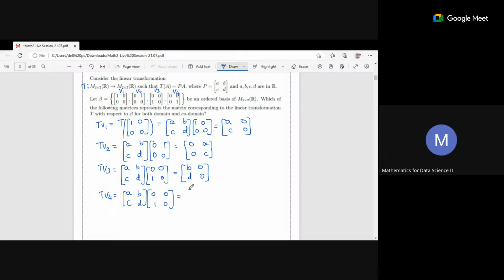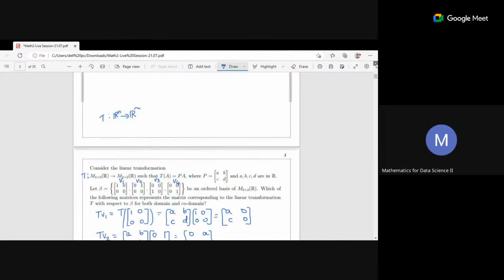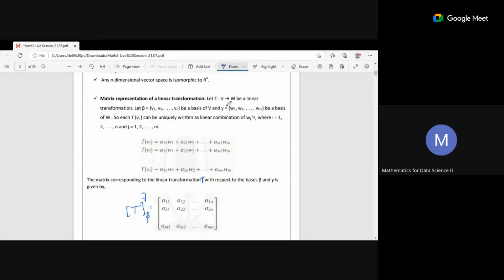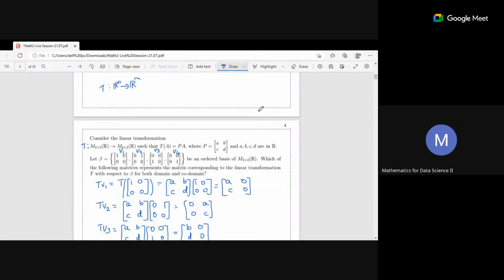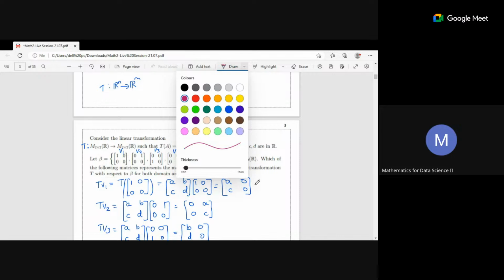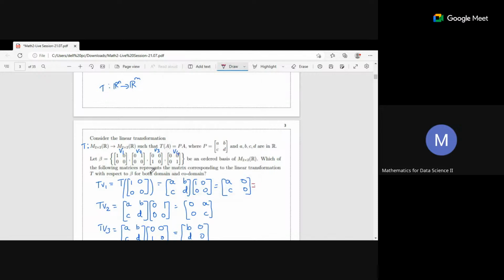So here you see, this is 0, B, 0, D. All right. So now what is the next step? The next step is that we have to write these as a linear combination of the basis of the codomain. Here the codomain also has the same basis. So how to write this TV1 as a linear combination of these basis elements?